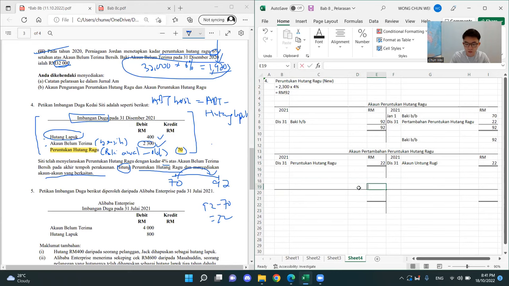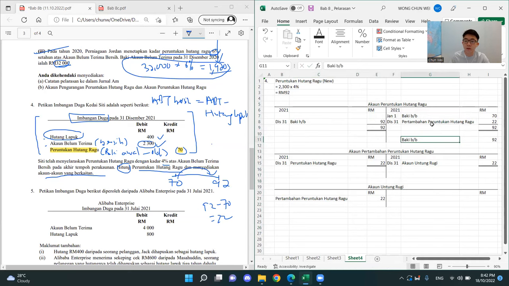So account untung rugi. So here I credit my pertambahan. So in the account rugi, I will have to debit. So here you write pertambahan peruntukan hutang ragu. How much is that? 22. Is it? This is how you do the account for this PHR.